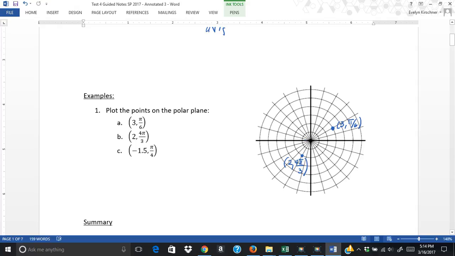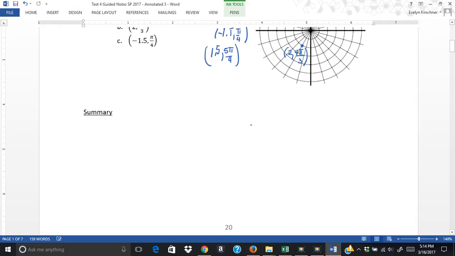Now I'm looking at pi over 4, which is right here, but I want to go negative 1.5. So I'm going to go 1.5, and that is negative 1.5, pi over 4. So if you have a negative r, you're going to find the angle and go in the opposite direction. So we can always rewrite this as 1.5, and this is pi away, so that's the same as 5 pi over 4. So those 2 points are exactly the same.